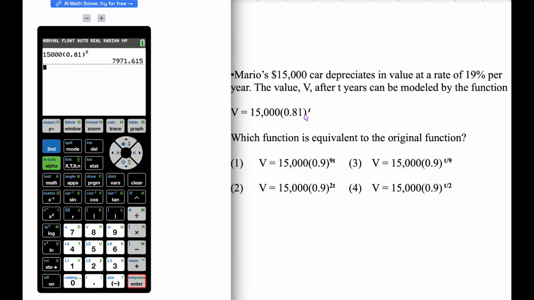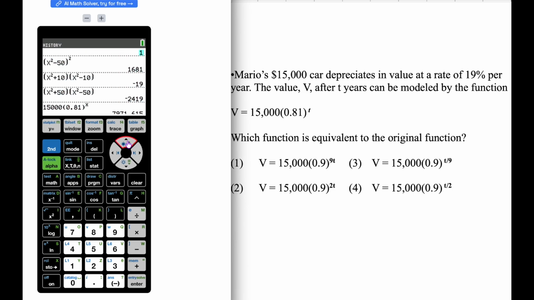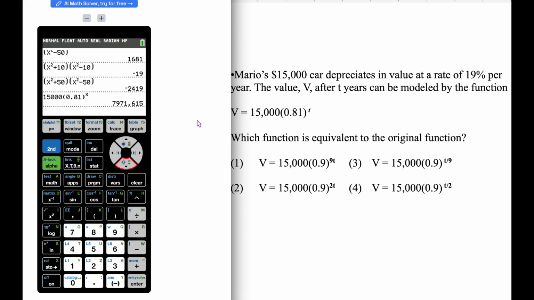And I don't, by the way, have to write it on my paper or put it on there. I can go down on my screen and go back up my screen and scroll back up to find it later if I need to. It's also the case that the wrong answers will not give me a value anywhere close to this one. So I can be reasonably confident that if I get something that's 7,971, I've found the right answer.